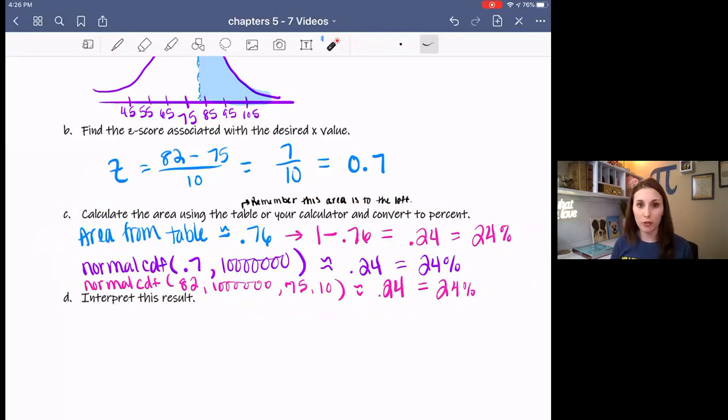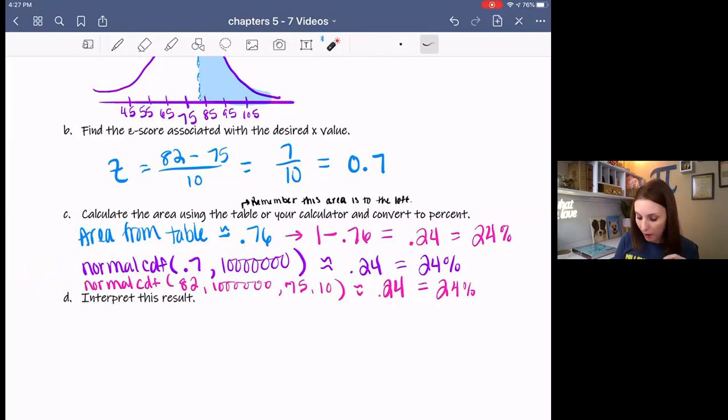In that case, you'll have to remember that the area from the table represents the left shading. In this case, we want the right, so we have to do the complement. You can standardize the variable and just type it in that way, where you don't have to worry about typing in the mean and the standard deviation. Or you can do it this way, where you choose not to standardize the variable.